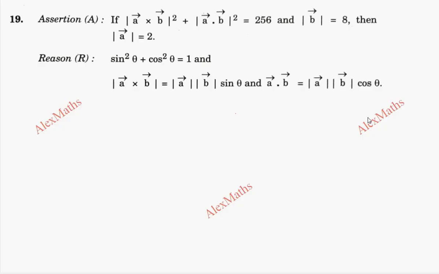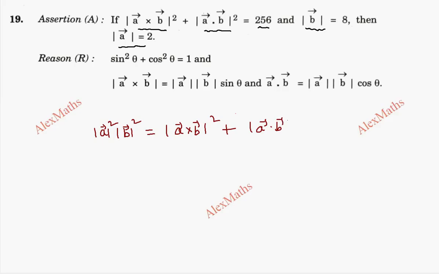Question number 19. In the assertion, they have given magnitude of A cross B square plus magnitude of A dot B square is 256. They gave magnitude of B as 8. Then they say magnitude of A is 2. So we have a formula that is mod A square mod B square, that is, mod A vector mod B vector whole square, is equal to A cross B magnitude square plus A dot B magnitude square.